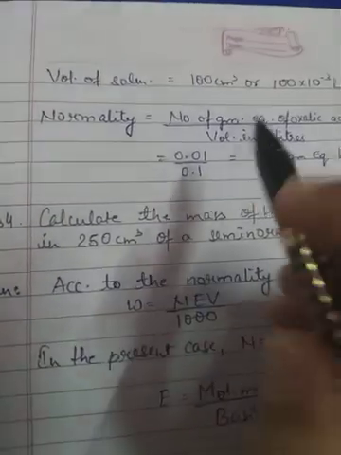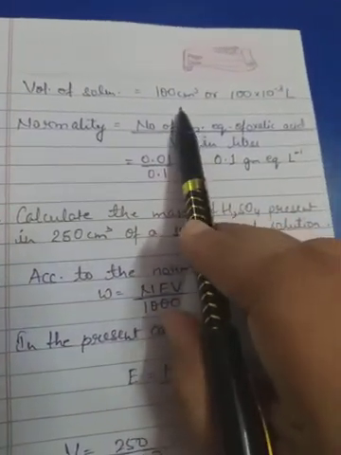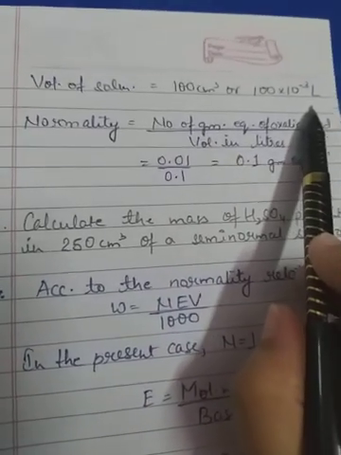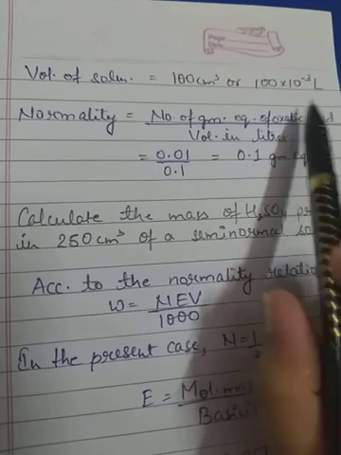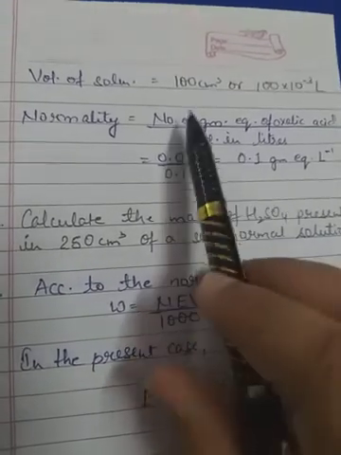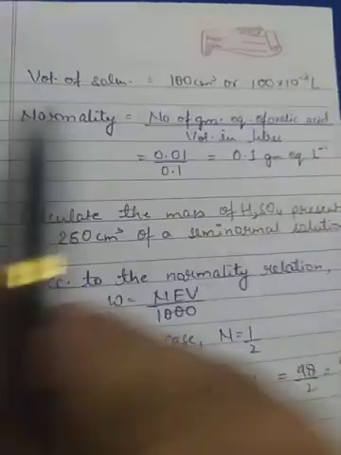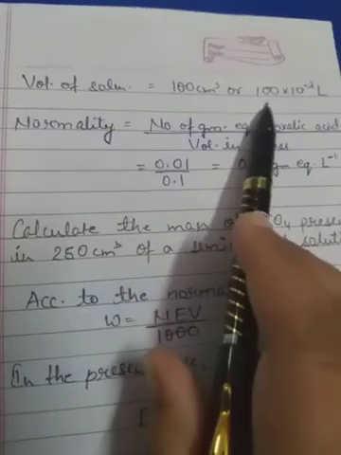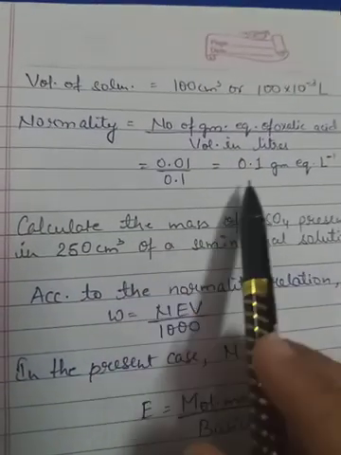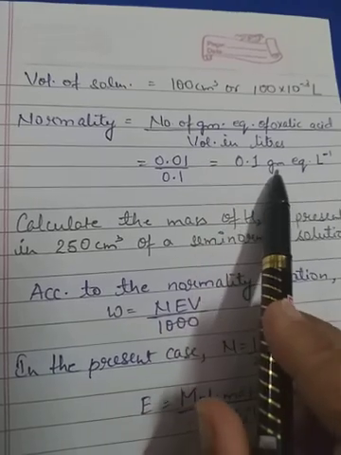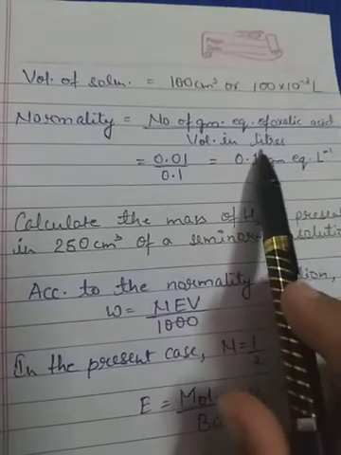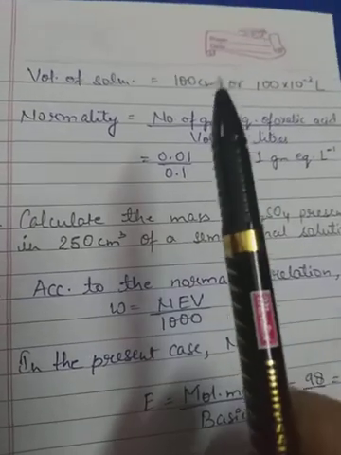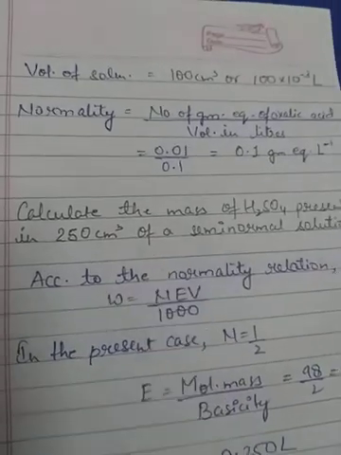Volume of the solution is 100 centimeter cube, given in the question itself. It means 100 upon 1000, because volume we have to put in liters here. Now the number of gram equivalents of oxalic acid we have calculated is 0.01, upon volume, 100 into 10 raised to minus 3, that is 0.1. So the answer will be 0.1 gram equivalent per liter, or simply we can write 0.1 capital N. That is normality.